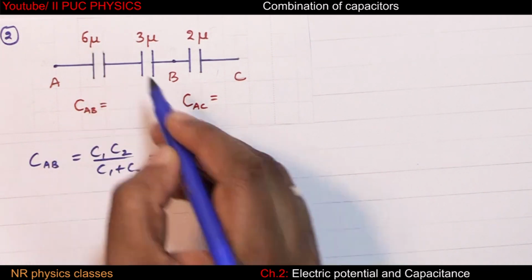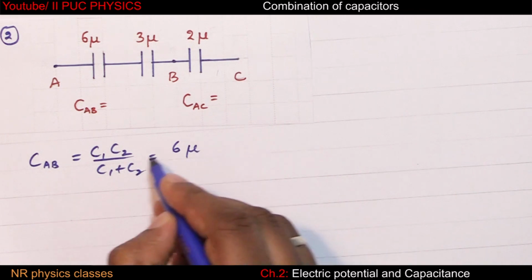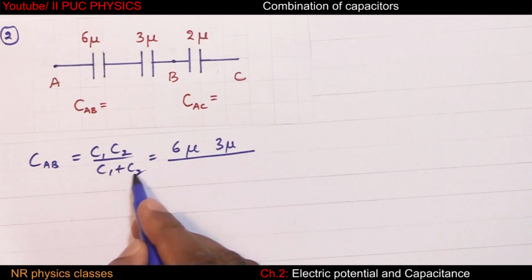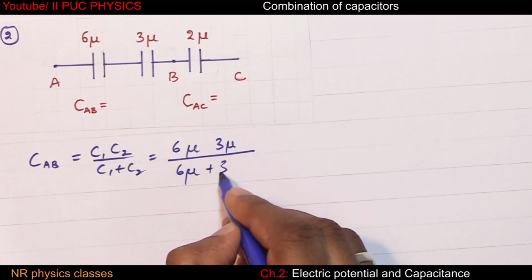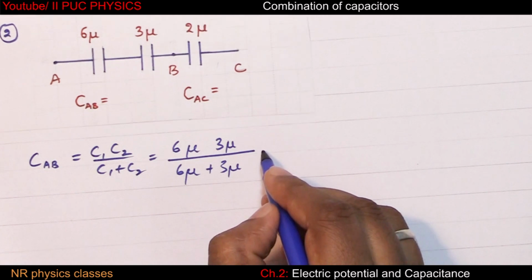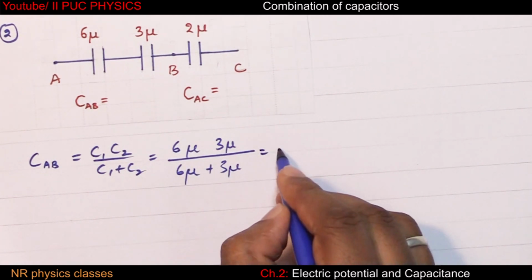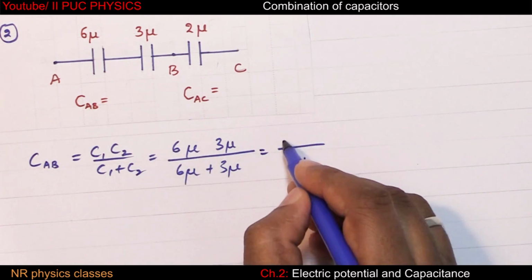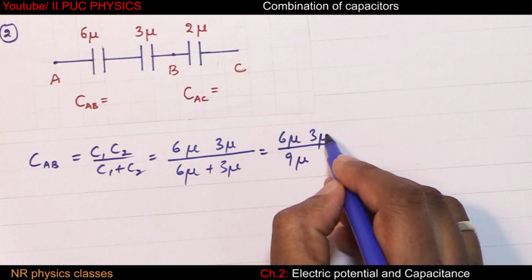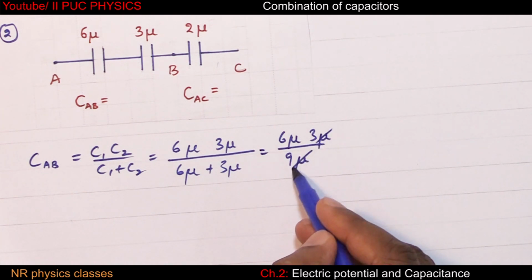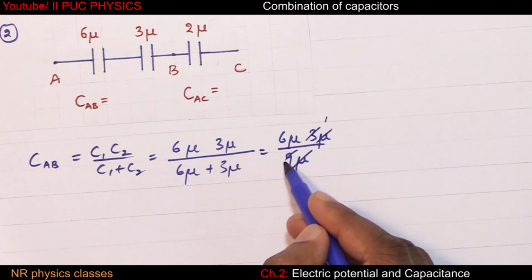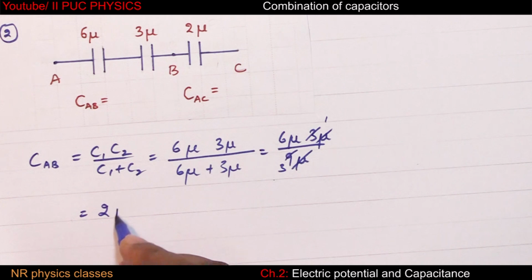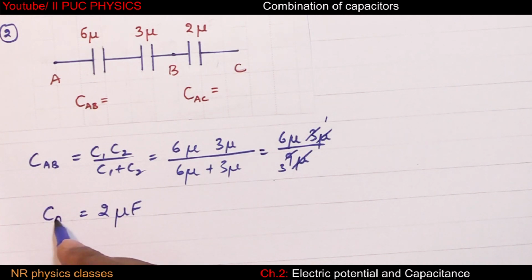C1 is 6 micro, C2 is 3 micro, by C1 plus C2, 6 micro plus 3 micro equal to, denominator is 9 micro. 6 plus 3 is 9. Let us keep numerator as it is. Micro gets cancelled. 3 ones are 3, 3 threes are 9, 3 threes are 9, so 2 microfarad. This is CAB.